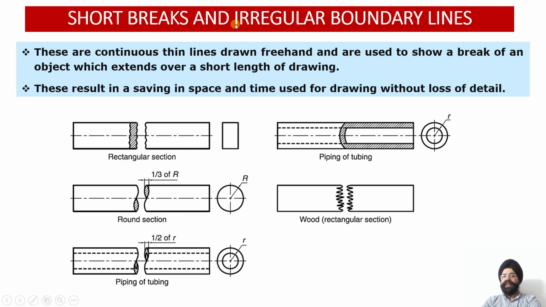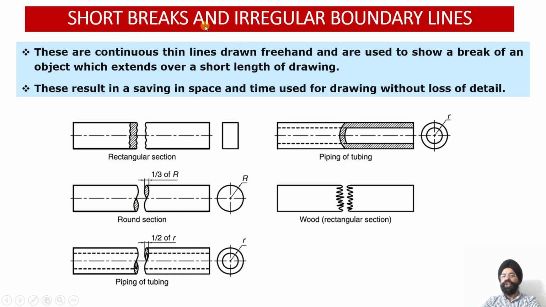So basically these short break lines or the irregular boundary lines, they are continuous thin lines which are drawn freehand, and they are used to show break of an object which extends over a short length of drawing. So there is reasonable reduction. Not a very high reduction, but a reasonable amount of reduction is there. So again you can see this is one method, this is another method.